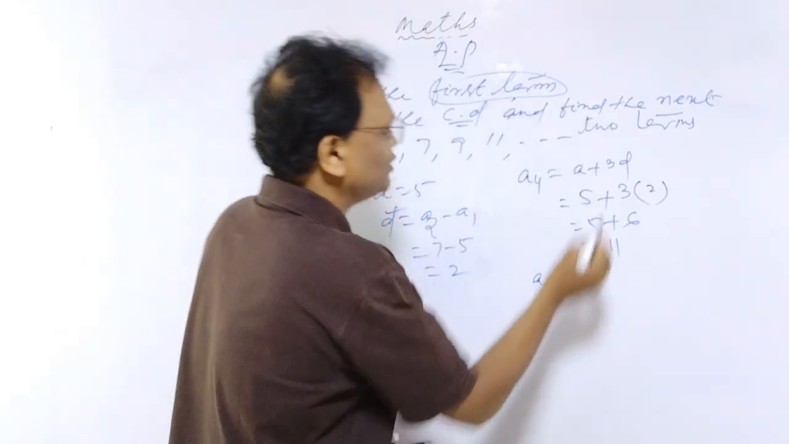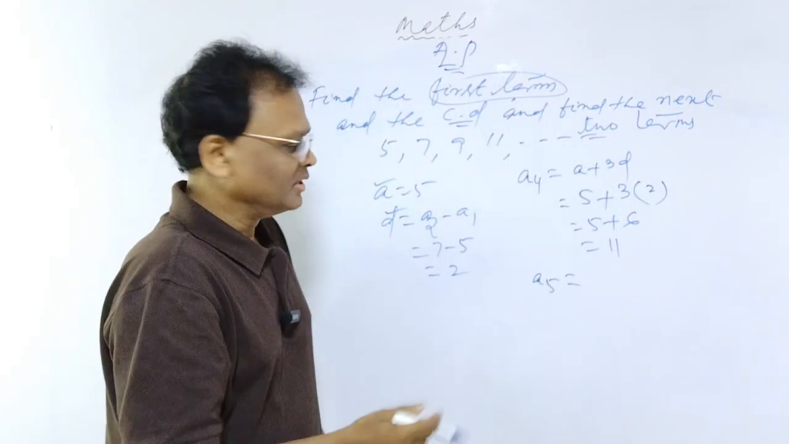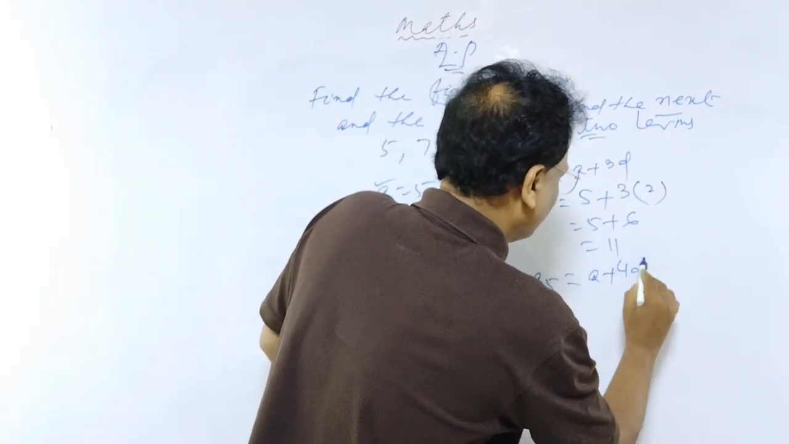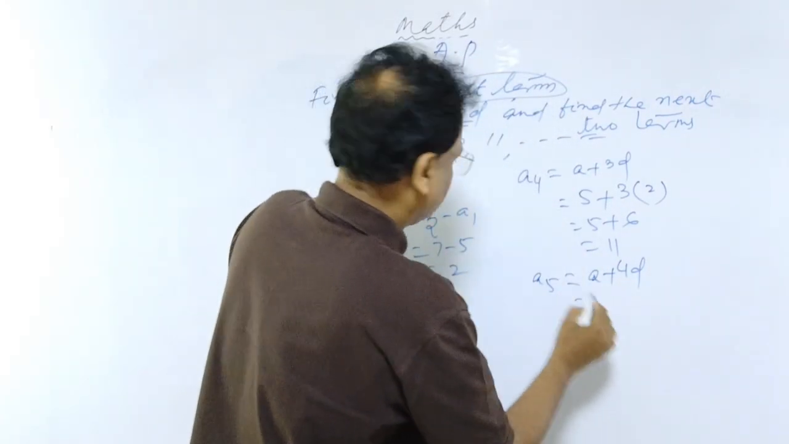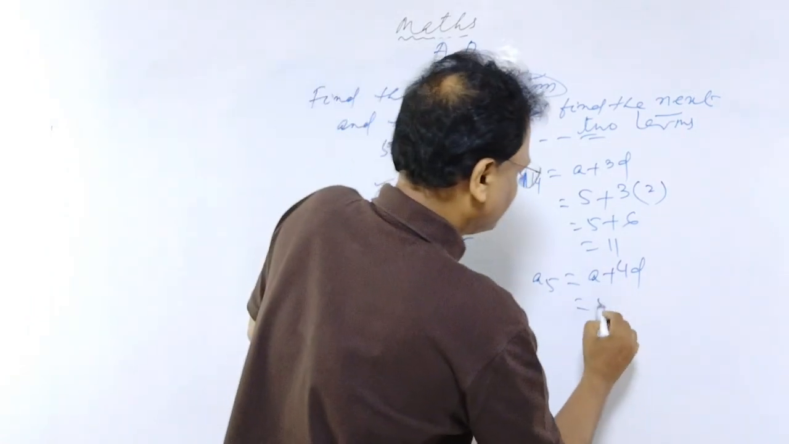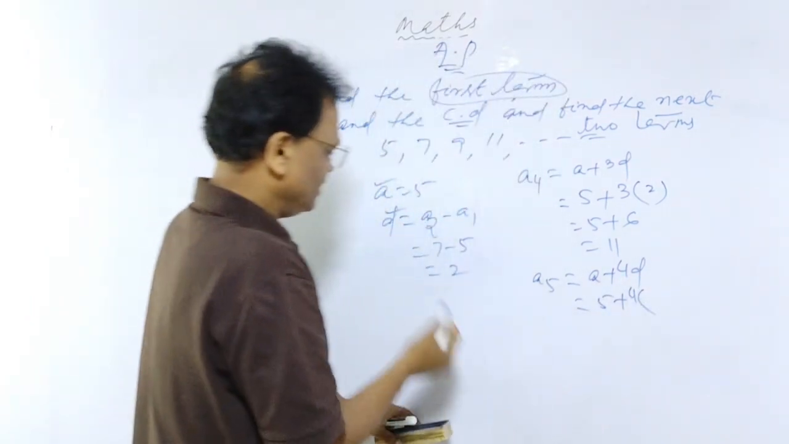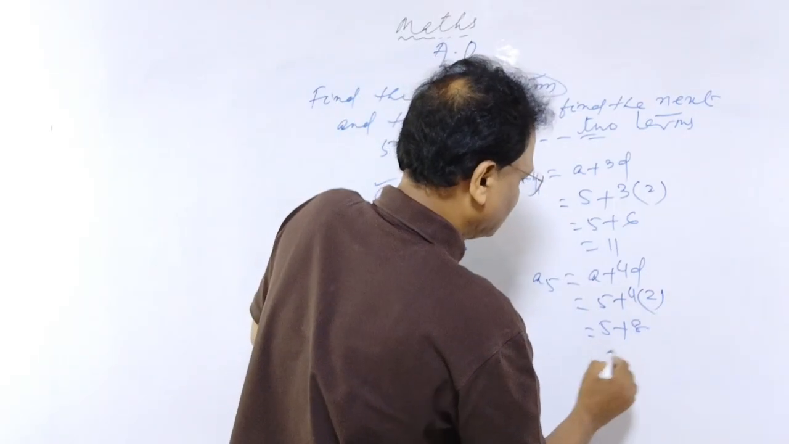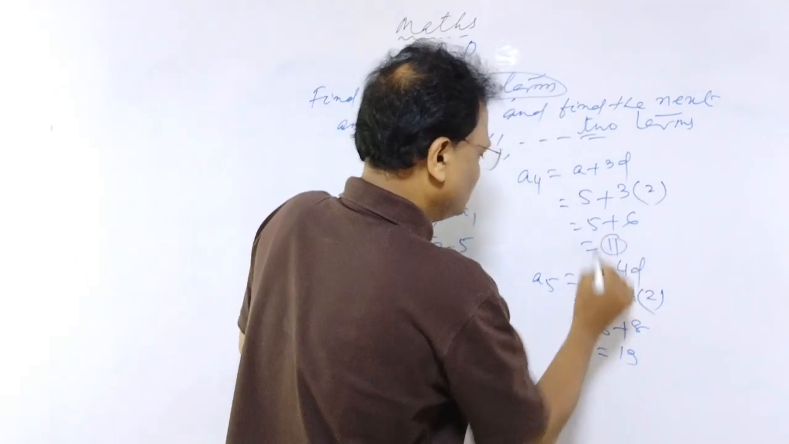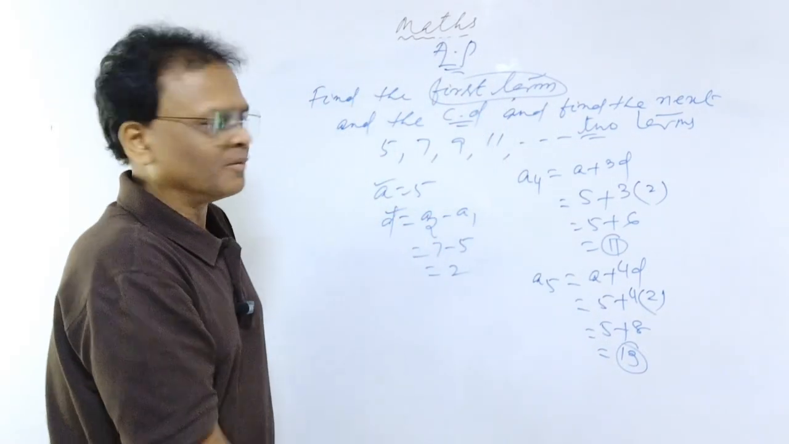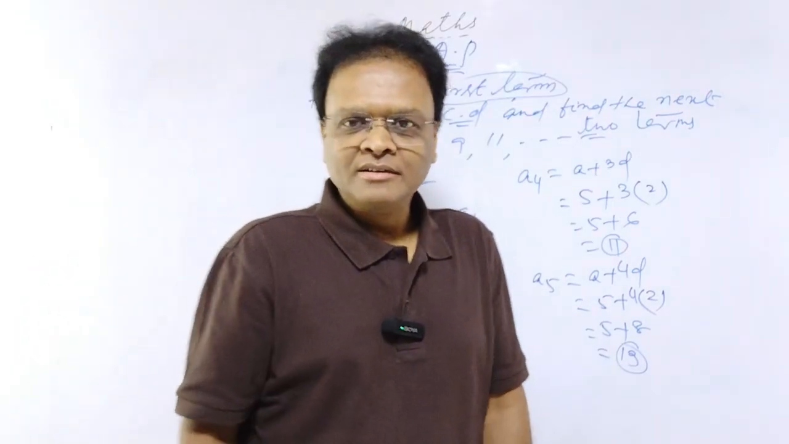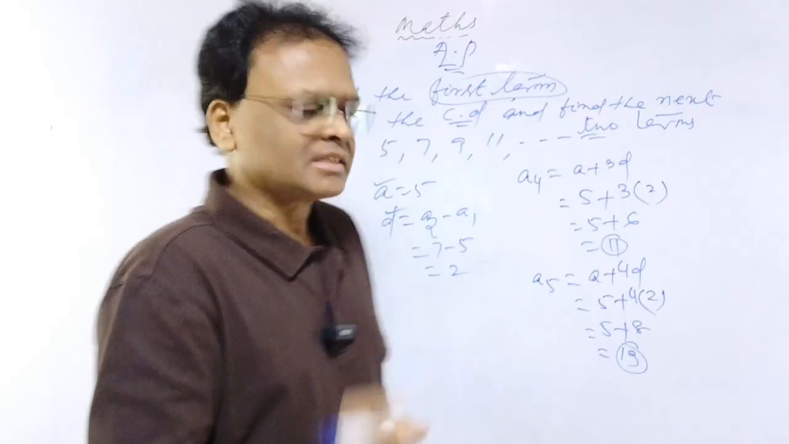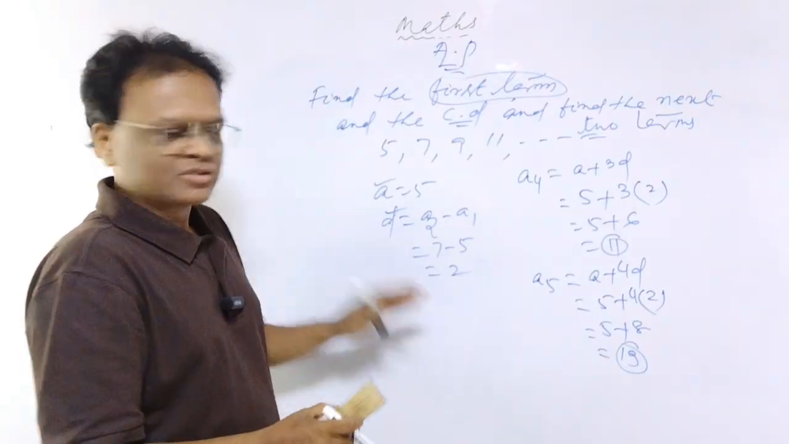Again, the fifth term, because two terms are asked. Next two terms. Fifth term, you tell me the formula. A plus 4D. My A is 5 plus 4 into D, which is 2. So 5 plus 4 times 2 is 8, that is your 13. So these two are the next two terms of the AP. Understood how to find the next terms? First term, common difference, and whatever other term is asked, you can find. This is one type of question.